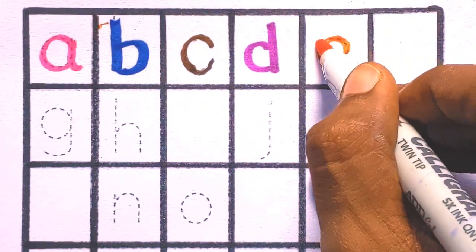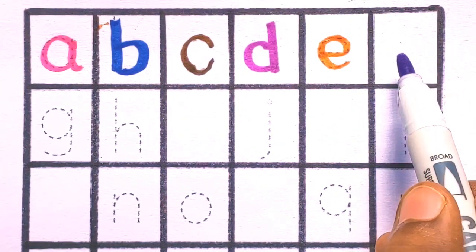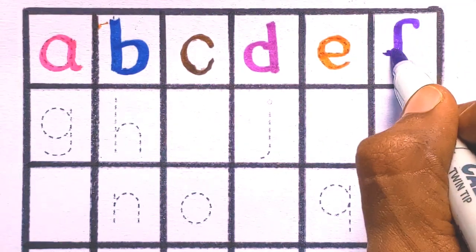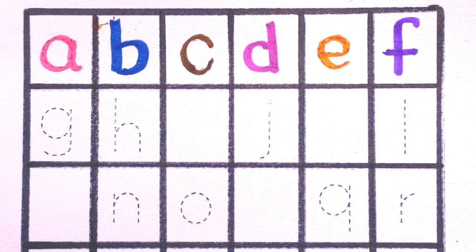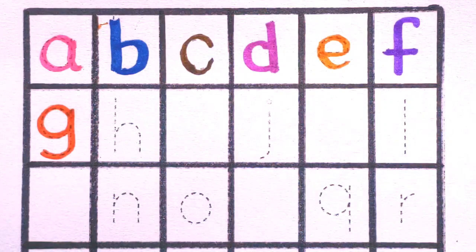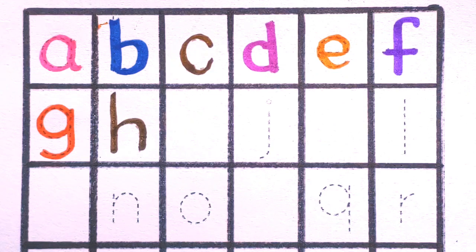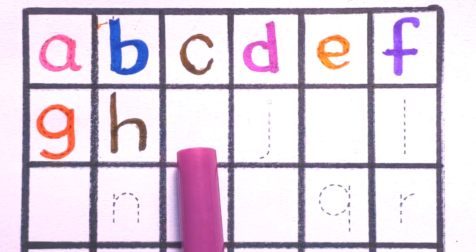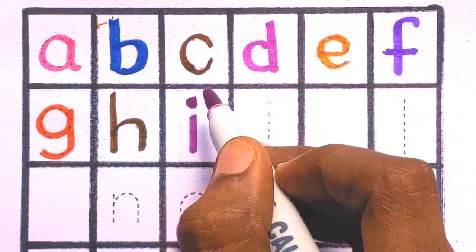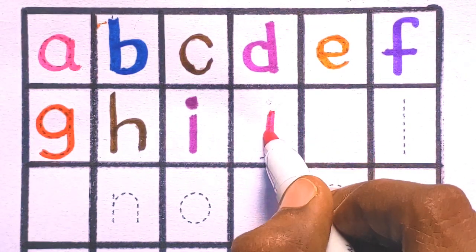E for eggs. After E, which alphabet is missing here again? It's an F. F for filter. Next is G. G for grandmother. H. H for hand. After H, which alphabet is missing here? It's an I. I for ice. Next is J.